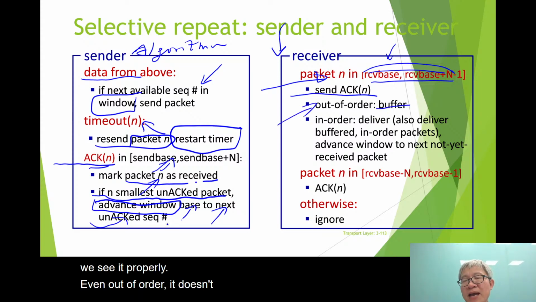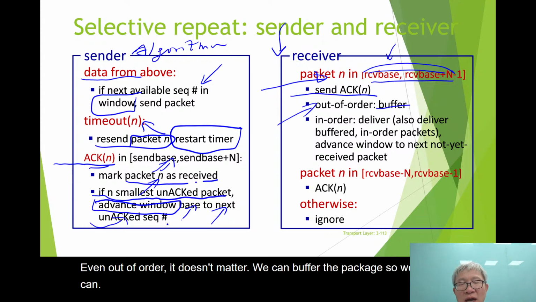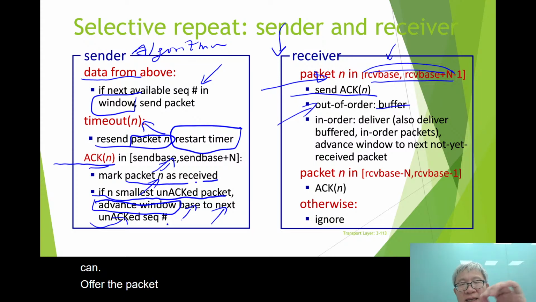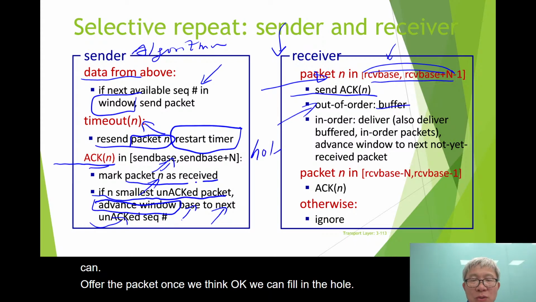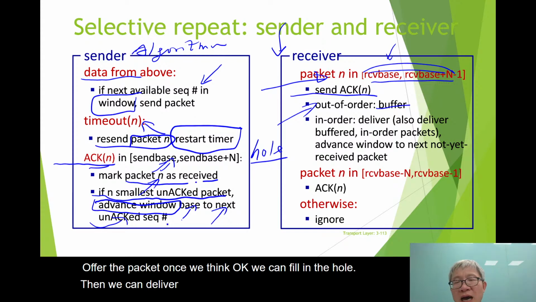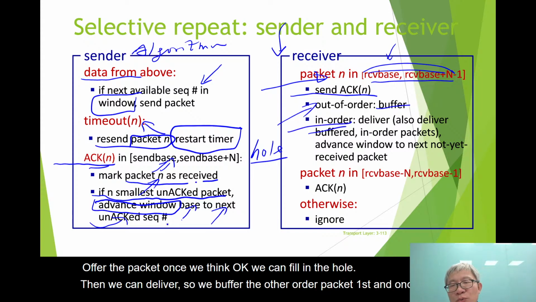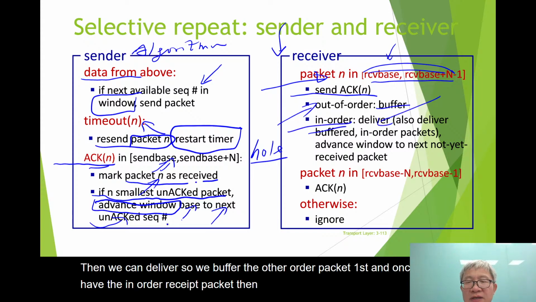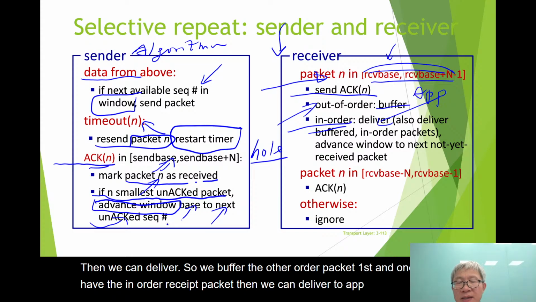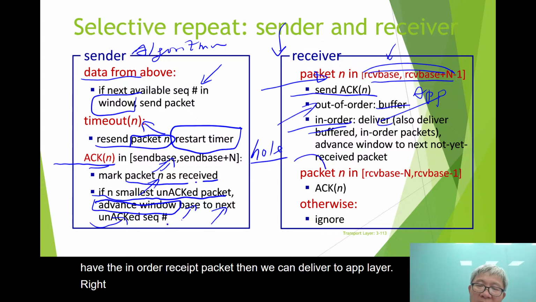We can buffer the packet. So we still can buffer the packet until we can fill in the hole. Then we can deliver. So we buffer the out of order packet first, and once we have the in order received packet, then we can deliver to the app layer. Right? And how about if we have a packet but not within our expected window?